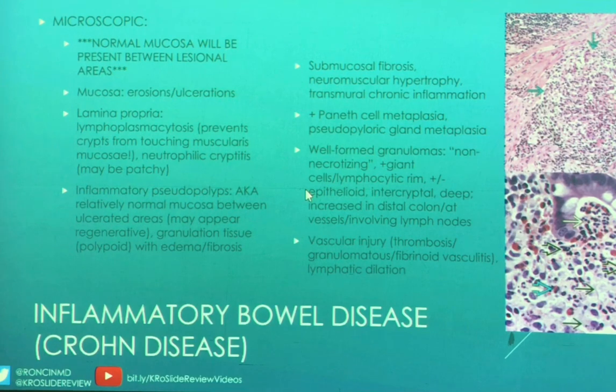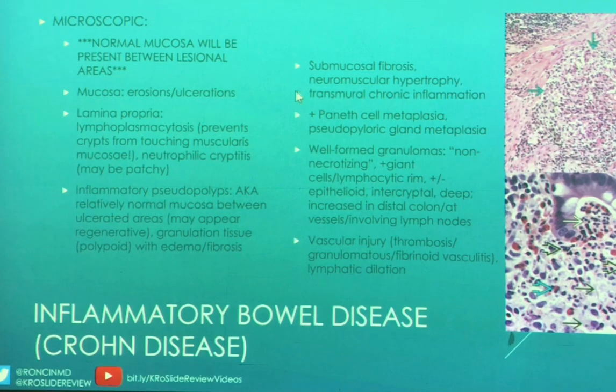You can see inflammatory pseudopolyps, and these are basically relatively normal mucosa between these ulcerated areas. It can look regenerative in appearance, and it can be polypoid because of the associated granulation tissue, and there can also be edema as well as fibrosis. Again, submucosal fibrosis, neuromuscular hypertrophy, so expansion of smooth muscle. You can have areas that look like neuromas or neurofibromas, and that transmural chronic inflammation.